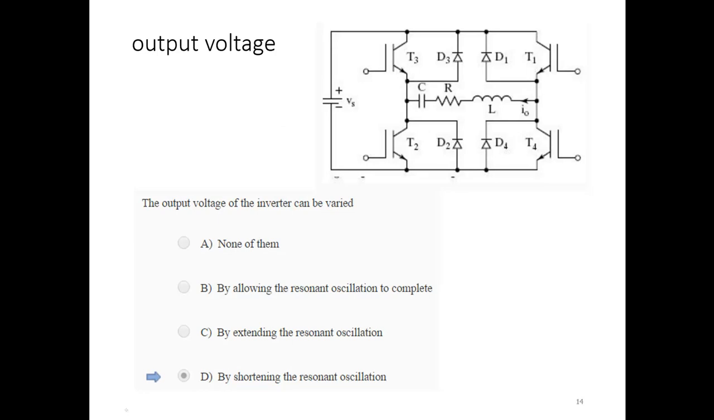The output voltage can be varied. You can vary it by shortening the resonance, if you don't let the oscillation continue for the full 360 degrees. If you look at figure 7-8 and figure 7-9, you can extend or shorten that oscillation. If you do that, you should be able to vary the output voltage. The output voltage can be varied by shortening the resonant oscillation. If you don't shorten it, it will be the maximum.